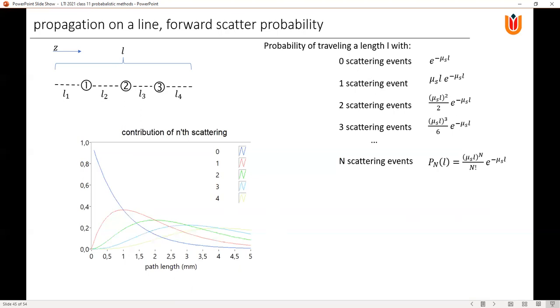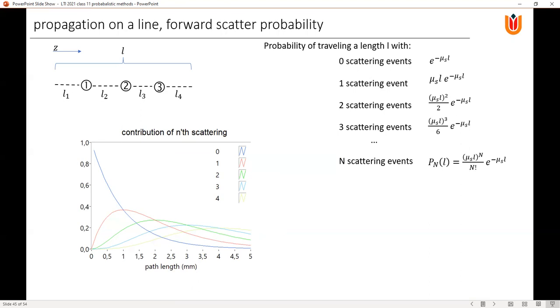So if you would plot that, let's take a given path length in a given scattering order, so the number of scattering events. Then for n is 0, that would be just the exponential decay with a blue line. For n is 1, it would be the red line, etc., etc., etc.